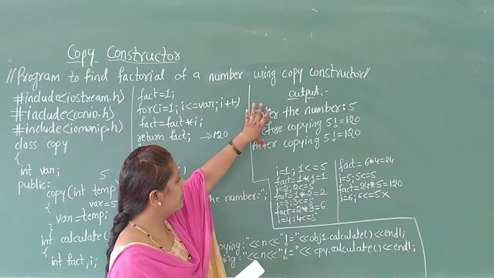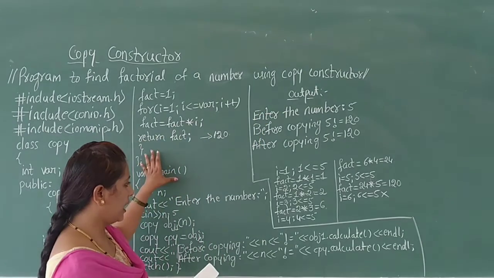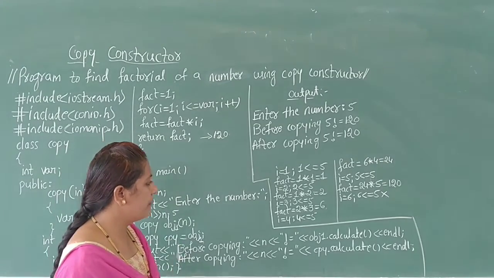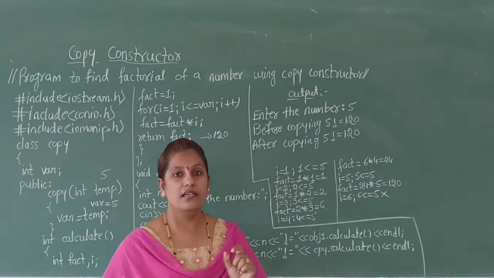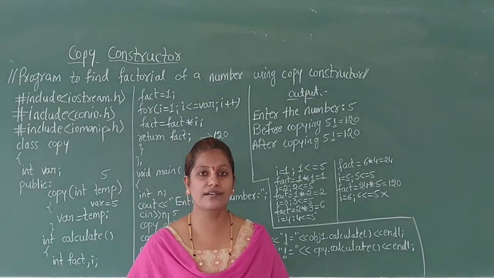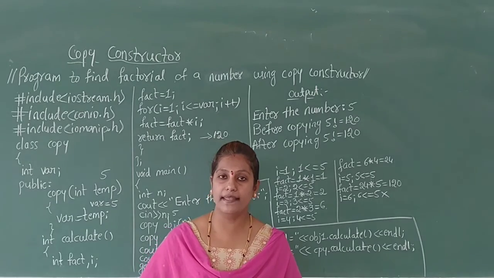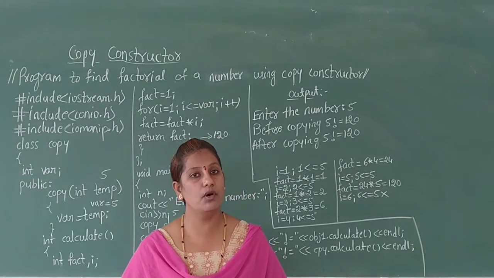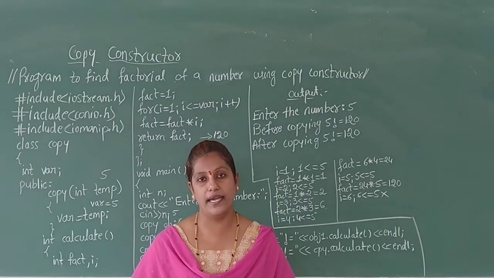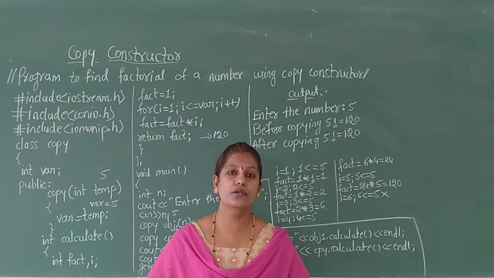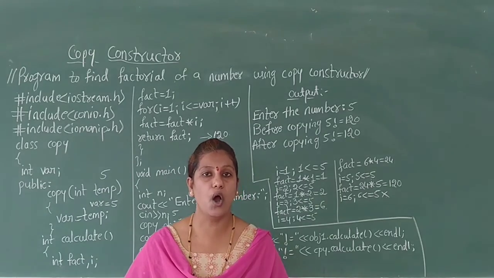Okay, this is the final output of this program, and here we calculated the factorial of a number using a copy constructor. The copy constructor is invoked 2 times using one method, implicit call, and one more method, assignment operator. The copy constructor is nothing but copying one object to another object.